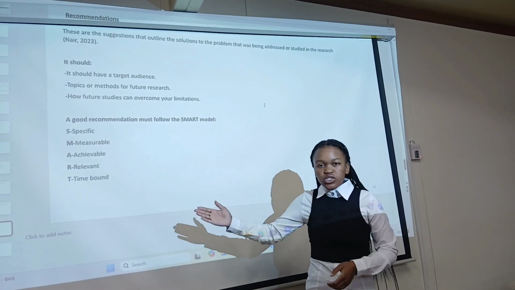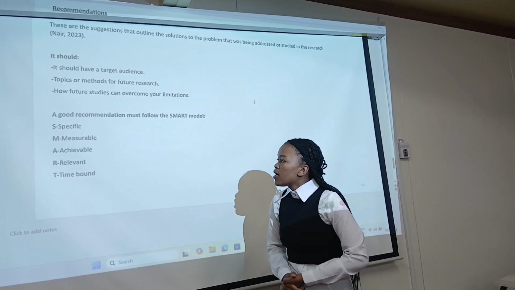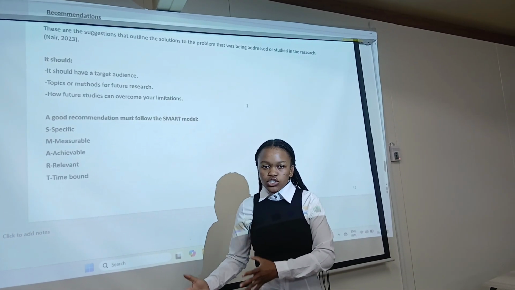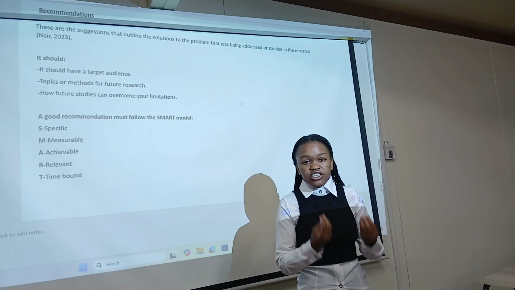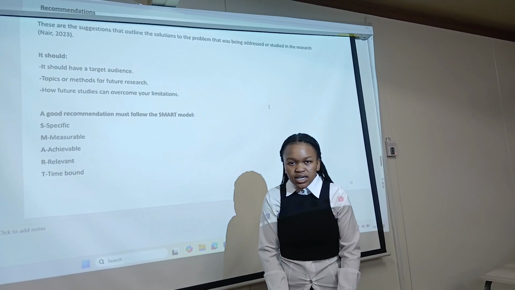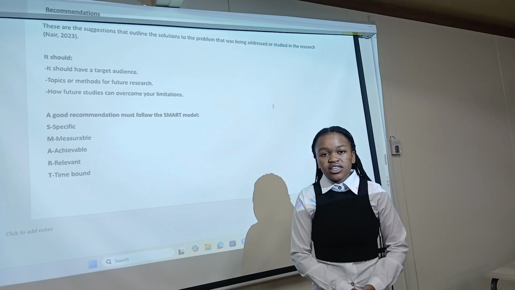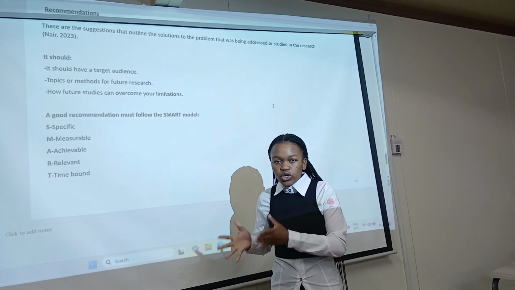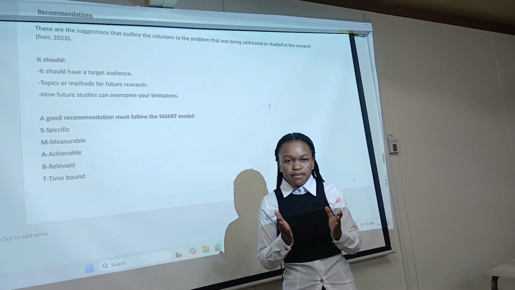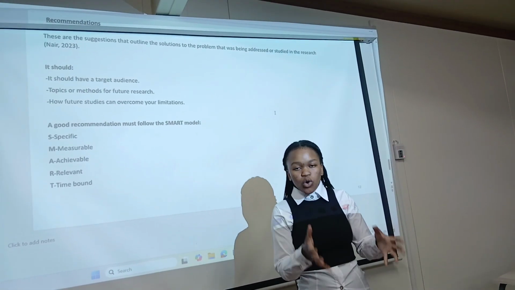Then we have the S, which stands for specific. Your recommendations have to be straight to the point. They have to be measurable, which means you should be able to track the progress of your recommendations. They should be achievable. You have to recommend something which is realistic and could be easily implemented. They should be relevant. That is, they should be directly aligned with your research. And lastly, your recommendations have to have a time bound. This is the duration or the time frame upon which the actions that are to be put in place have to be completed.